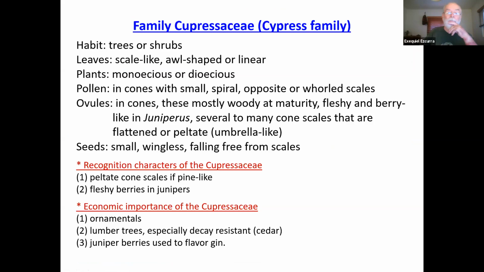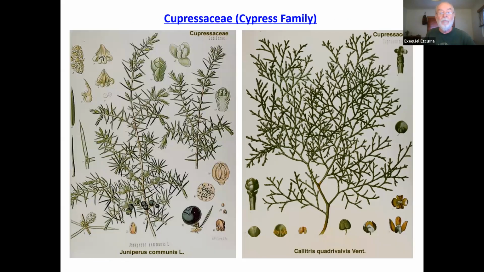The cypress family, it's normally smaller trees or shrubs, although some cypresses can be quite tall. The leaves are all shaped or linear, or sometimes scale-like, but they're never in needles like pines. And the ovules are in cones, mostly woody at maturity, except in the juniper, where the cone scales become fleshy. The cone scales in the family Cupressaceae have scales that become peltate.